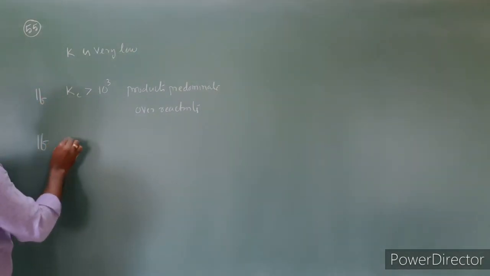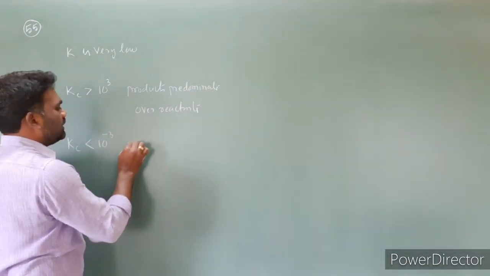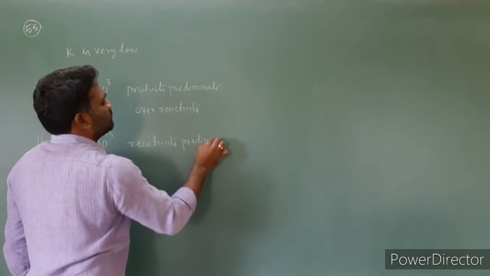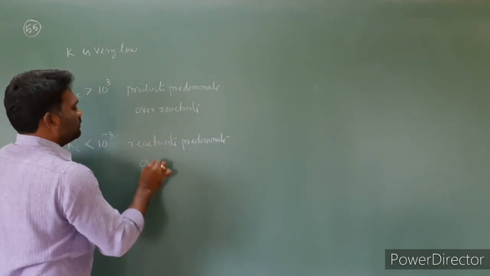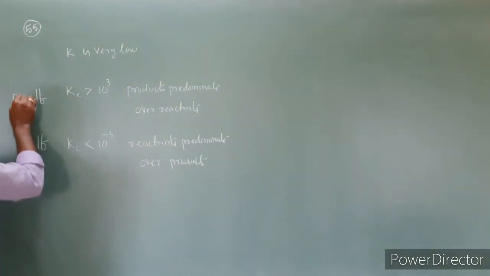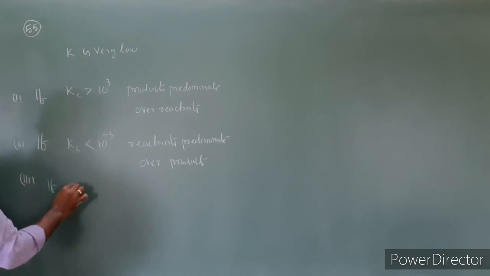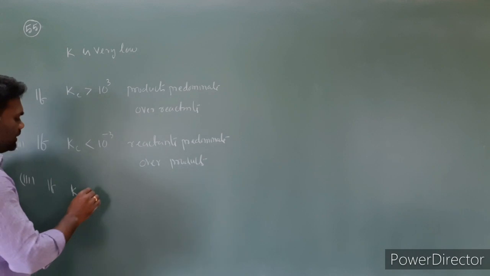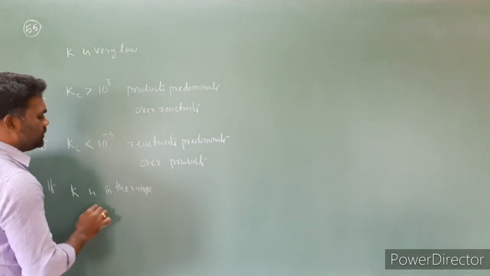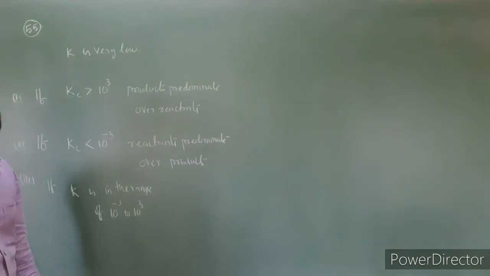Second case, if Kc is less than 10 power minus 3, reactants predominate over products. So this is the first case and this is the second case. And the third case is if Kc is in the range of 10 power minus 3 to 10 power 3.